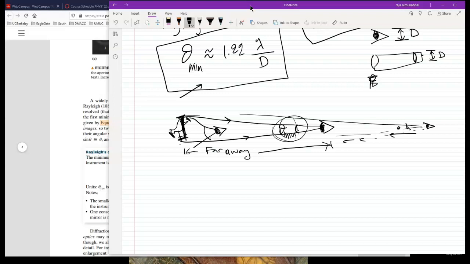1.22 lambda, which is the wavelength coming from the bird, divided by the width of my objective lens, the width of my pupil. Okay? Let me give you an example. I hope you understand that.